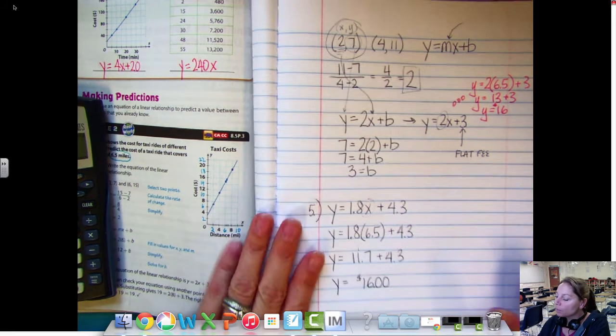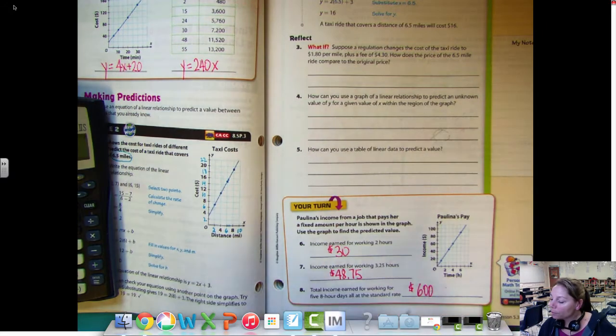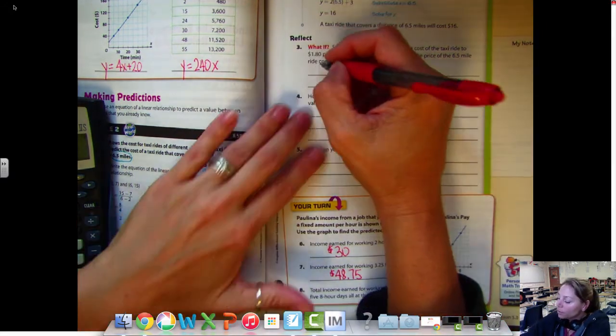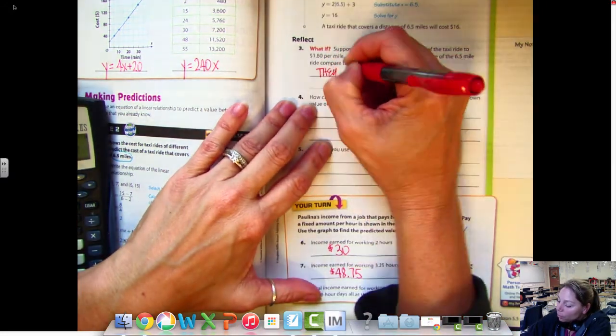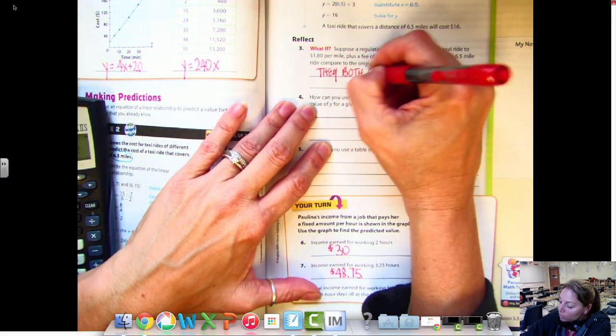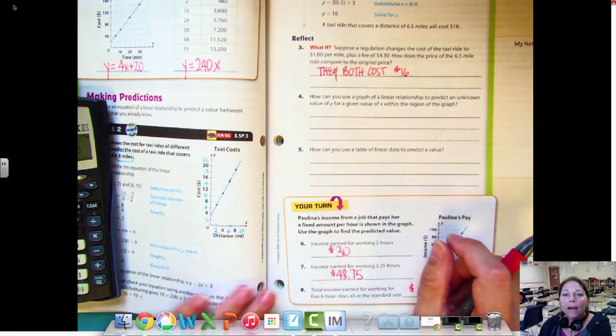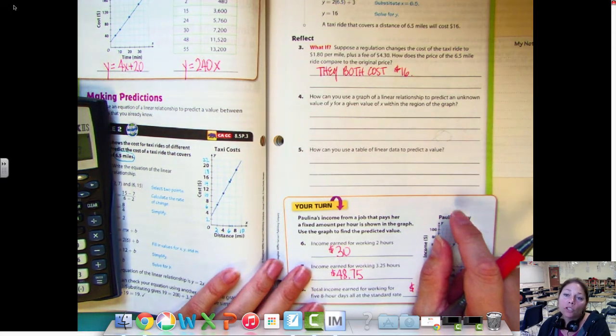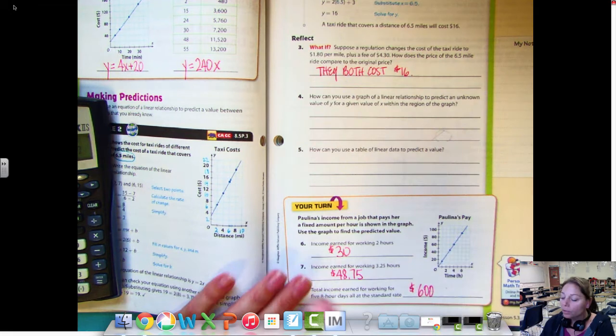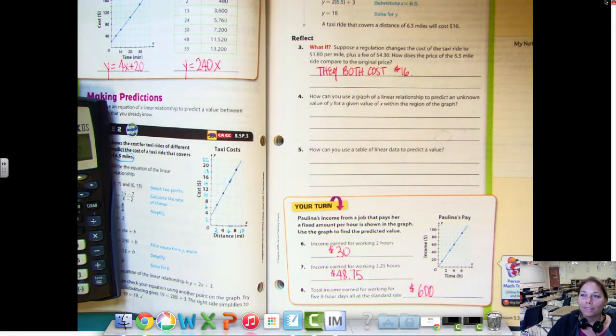Okay, so what can we say about the two? How does it compare? They're the same. They both cost $16. And how can you use a graph of a linear relationship to predict an unknown value? We'll get back to that.